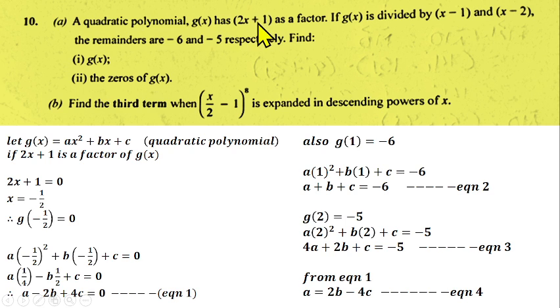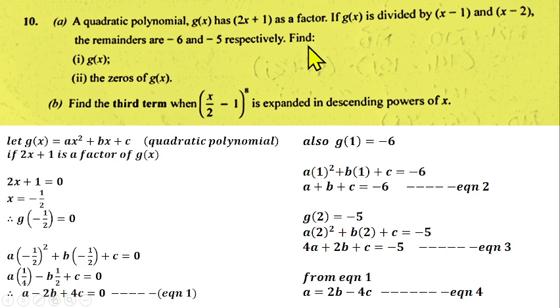So this statement means something which you can interpret. If I say 2 is a factor of 4, that means when I divide 4 by 2, the answer I'm going to get should be a whole number, not a decimal number or any other type of number. So that means 2 can easily go in 4. Alright, let's go on. If g of s is divided by s minus 1 and s minus 2, the remainders are minus 6 and minus 5 respectively.